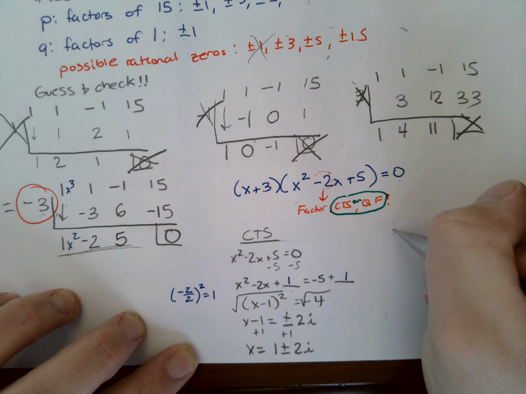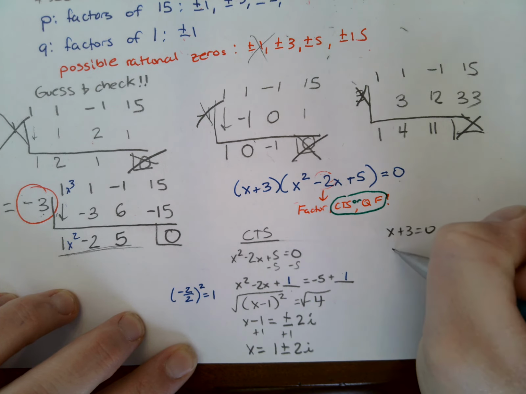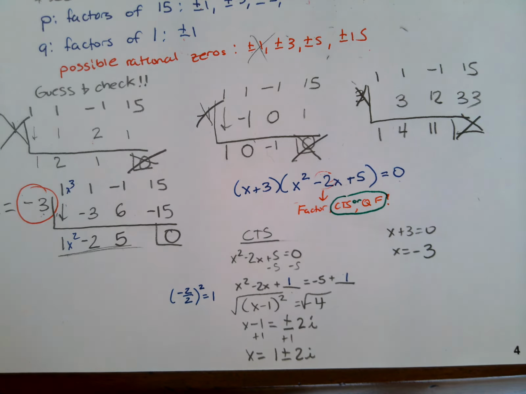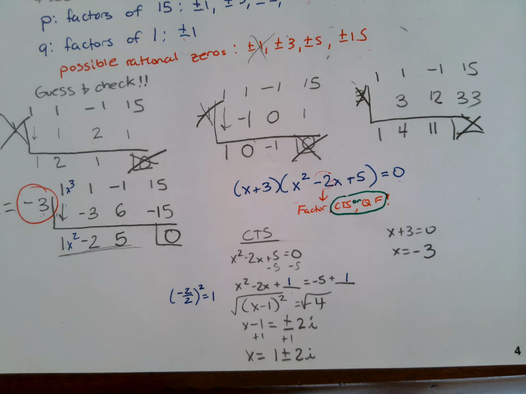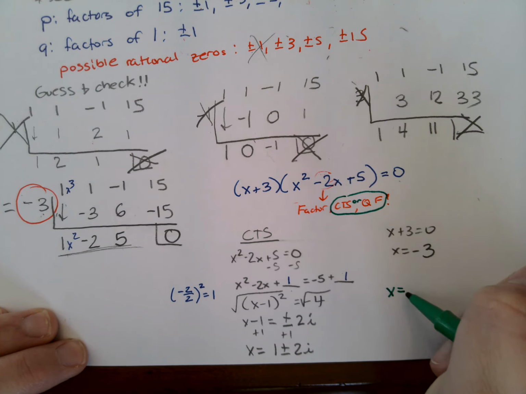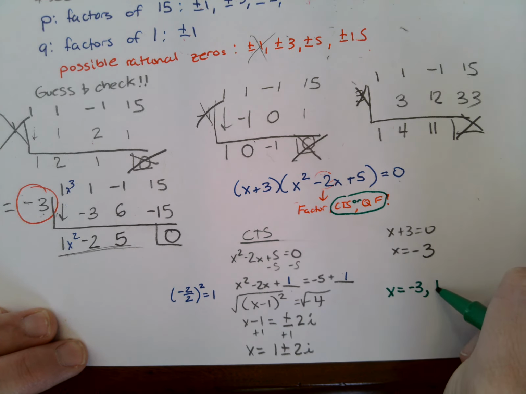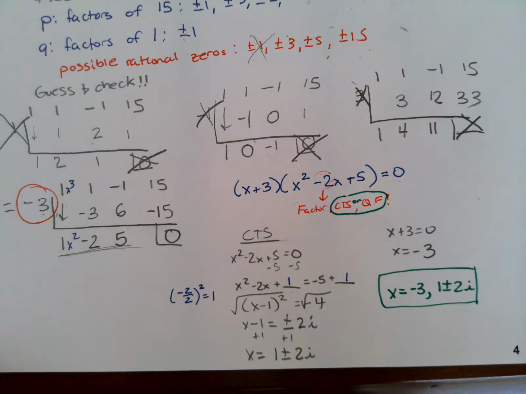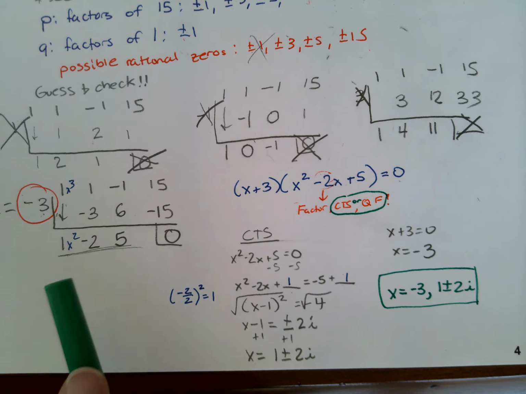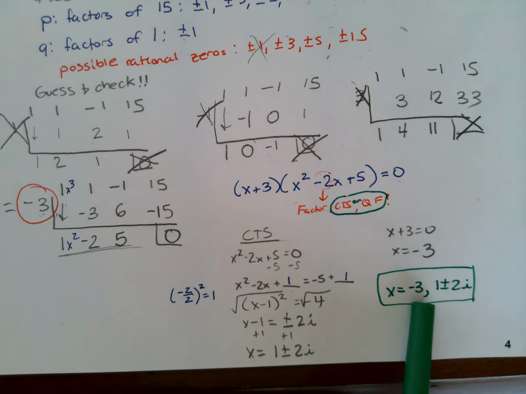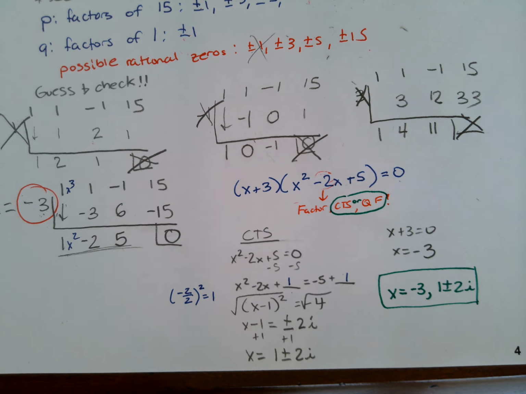Now this one we already talked about. If we set x plus 3 equal to 0, we know that means x equals negative 3. So my final answer, I've got all this stuff all over the place. I don't have anything circled. You have to, on your paper, write your final answer: x equals negative 3, comma, 1 plus and minus 2i. That is my final answer. That is what you have to have circled. Do not forget the negative 3. You found it. You did the work to know that that's there, so it needs to be part of your answer.